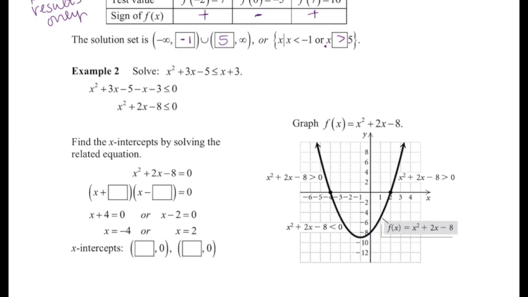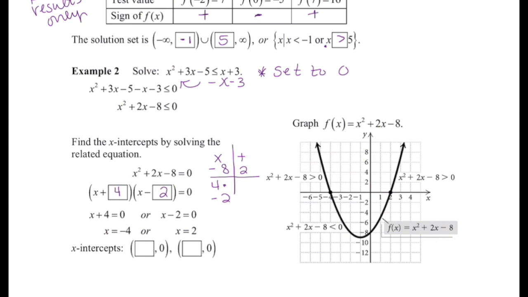In example 2 here, notice it's not set to 0, so I want to make sure that we set this to 0 first before we start solving. I'm going to subtract x and subtract 3 and bring them over, which provides us with x squared plus 2x minus 8. And then we're going to simplify by factoring. When I factor, I can find two values that multiply to -8 and add to 2. So 4 times -2 will give us a proper solution, x plus 4 and x minus 2. When I solve each one, I'll have x is equal to -4 and x is equal to 2.